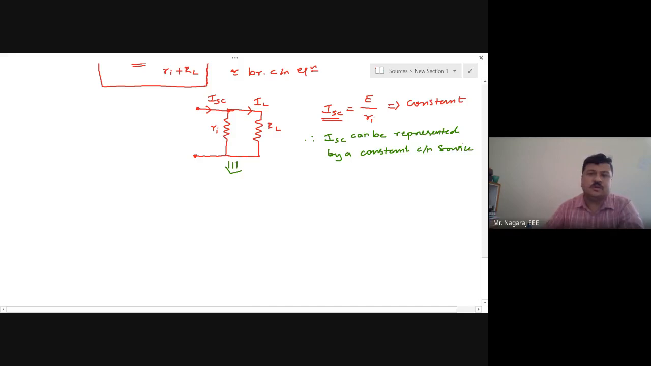So what is a source? We have already defined it. A source is that element which is capable of giving out current and its value remains constant. So this is satisfying that condition. The current is a quantity that is flowing into the resistances and is remaining constant. Hence, I can represent it as a constant current source.